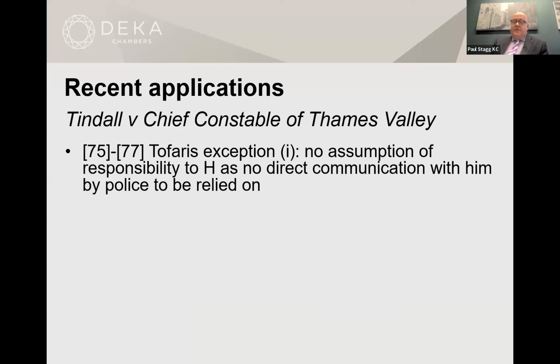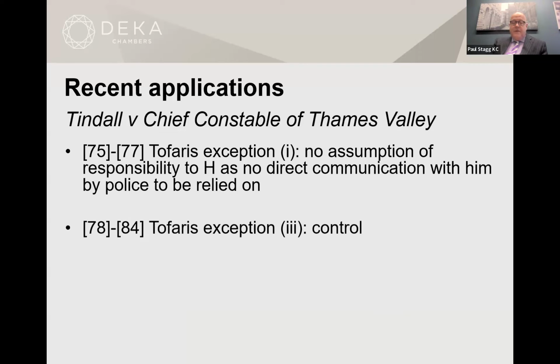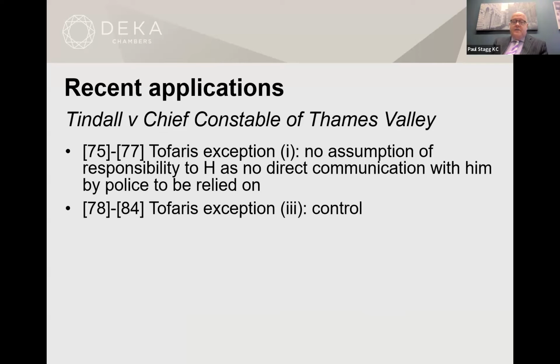Then they considered, so far as exception 1, the assumption of responsibility. There was none because there was no communication with the deceased by the police to be relied on. If, for example, the police had put something misleading out on the radio and he'd heard it on the radio, who knows, that might have helped, but that couldn't avail him here. Control was then considered.